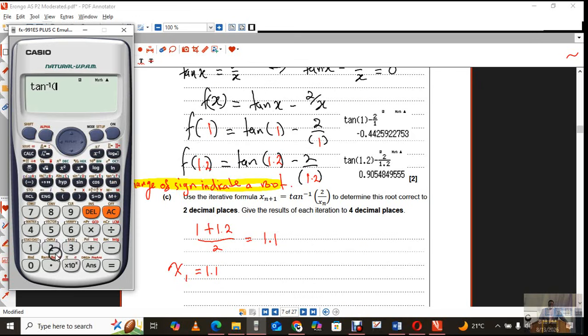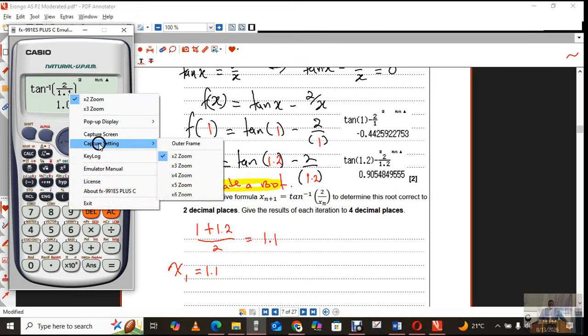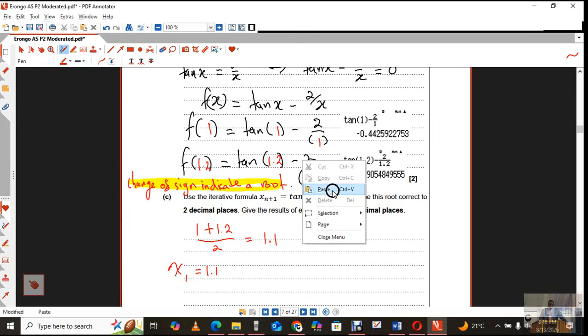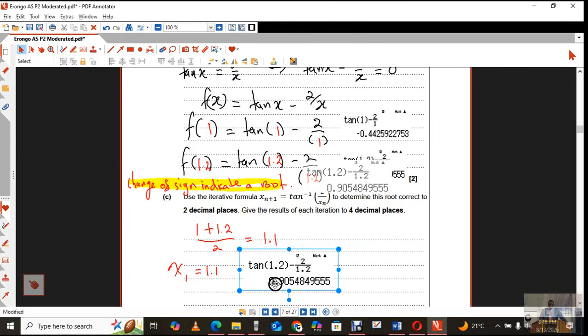I'm not going to say it's 2 over, then I have 1.1, right? And then I see what it is that I'm getting as an answer. All right, I'm going to capture that for a minute, and then I'm just going to paste it somewhere here. Okay, so that's what I'm getting.